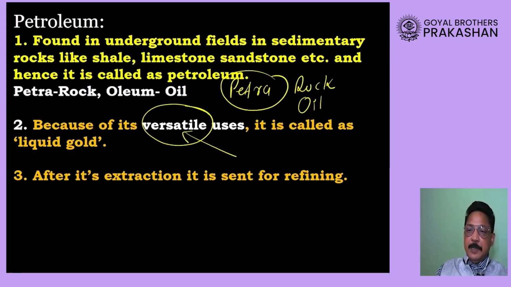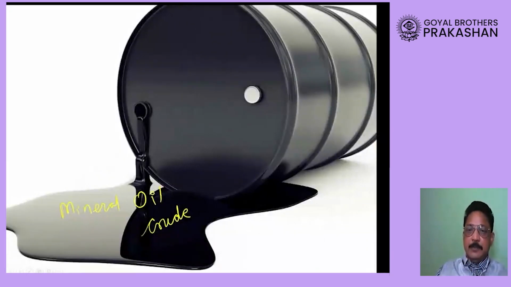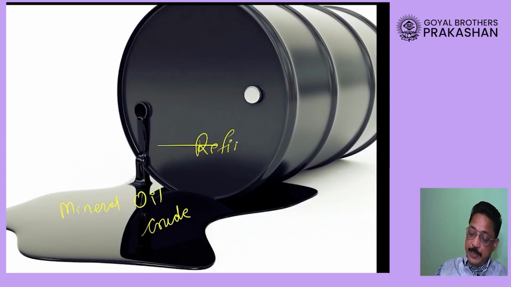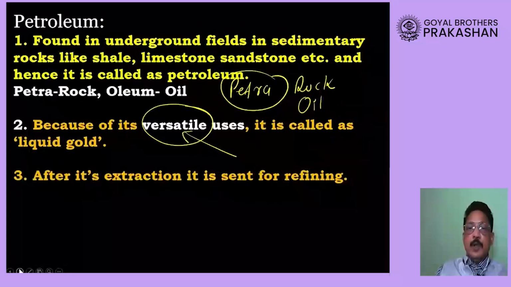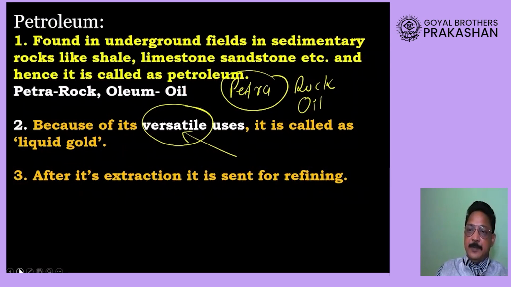And please remember, after this petroleum is extracted, now look at this petroleum. We cannot use it directly. So we have to refine it. We have to purify it. And a place where it is purified is called an oil refinery. So after this petroleum is extracted, it is sent for the refining process.